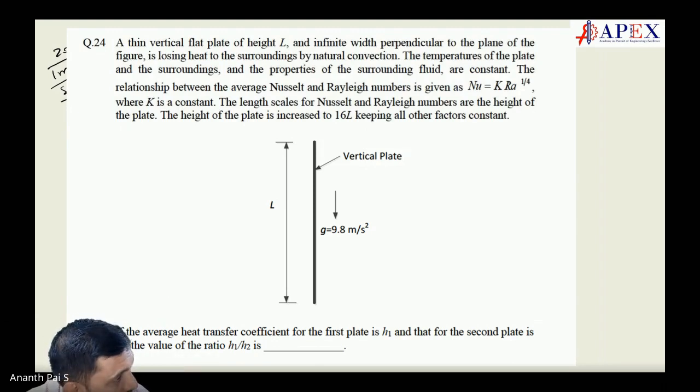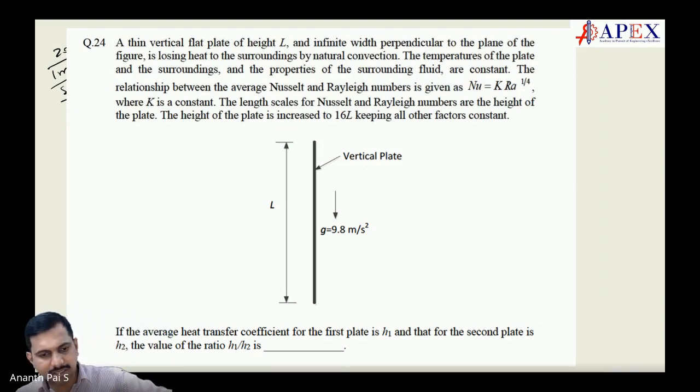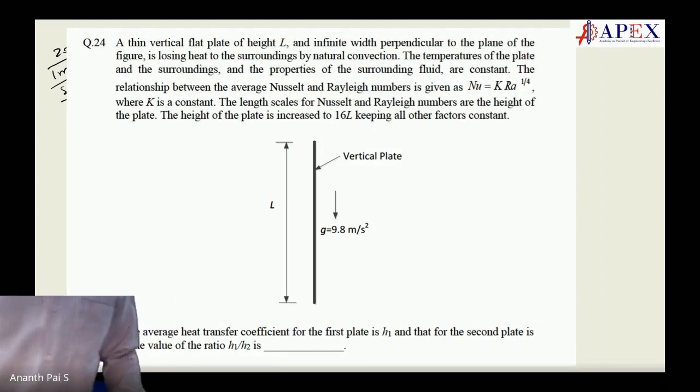Rayleigh number is Prandtl and Grashof. You should know what is Grashof. In Grashof there is L. In Nusselt number also there is L. So things become very easy, students, when you know the things. The only problem is recalling this in GATE. That's the only problem.